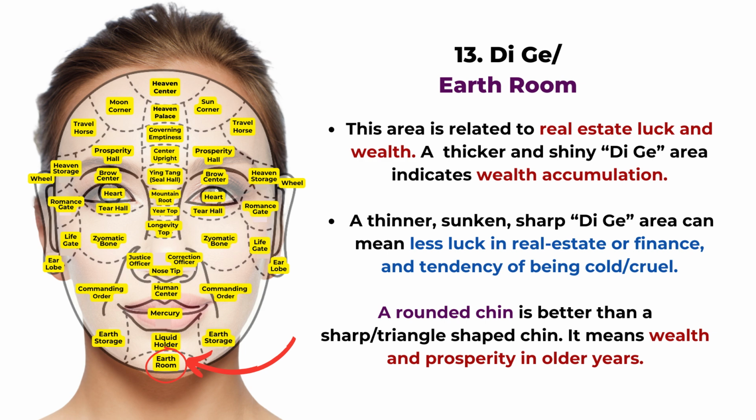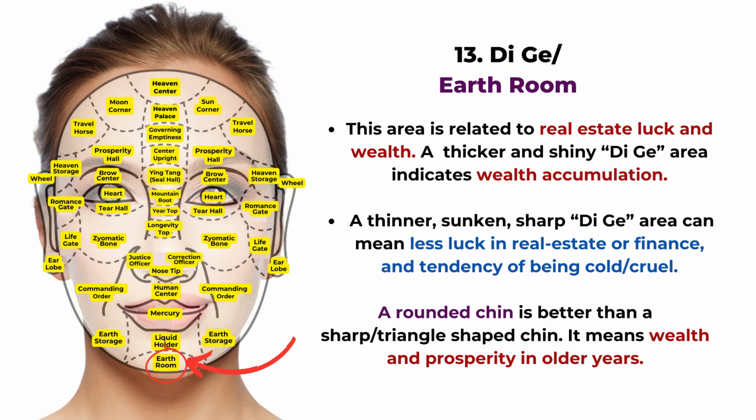The last area is called 地阁, the earth room. This is the chin area, and this is related to real estate lock and the financial lock. The earth room is an area for accumulating wealth, and usually a thicker, fuller, and shiny area here is better. And a thinner, a sunken, or a very sharp earth room means less luck in real estate or finance, and tendency for being cold and cruel.